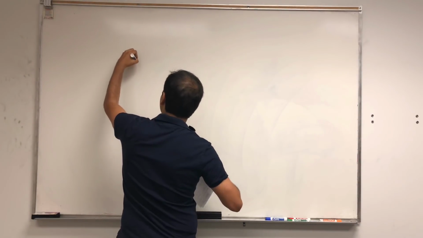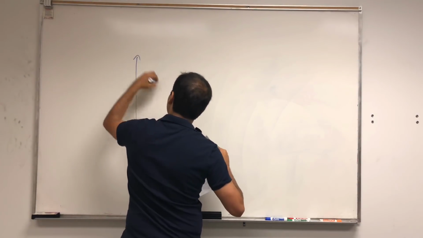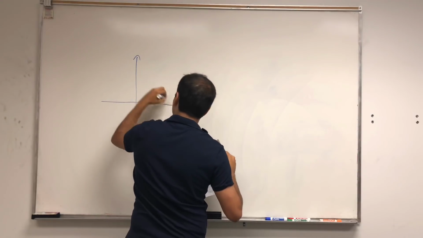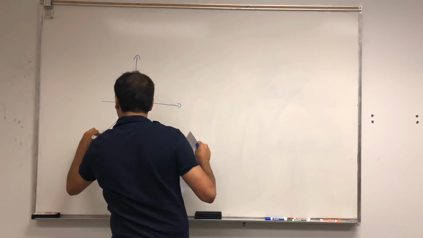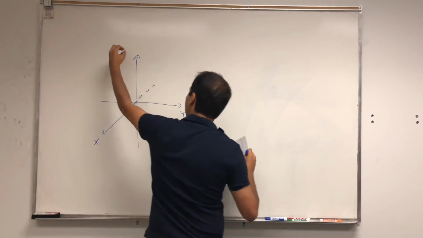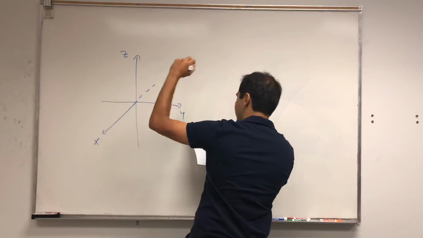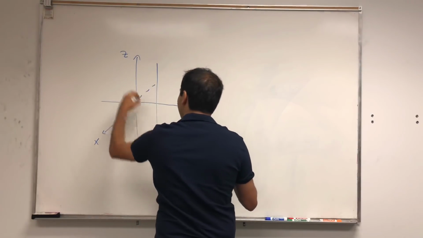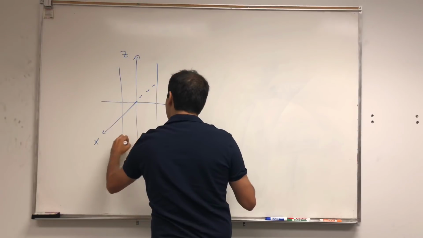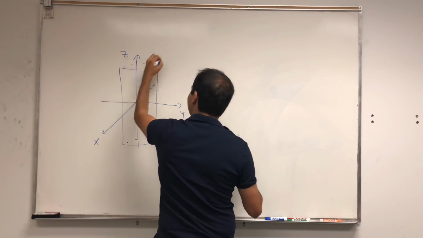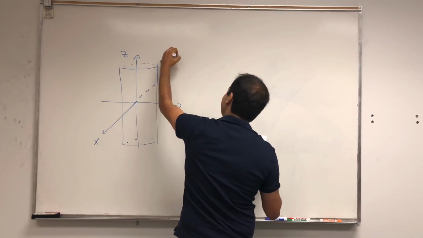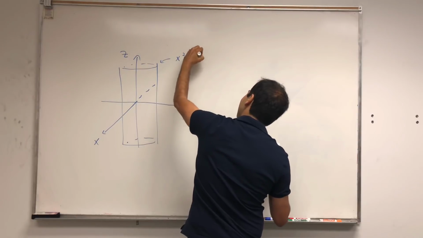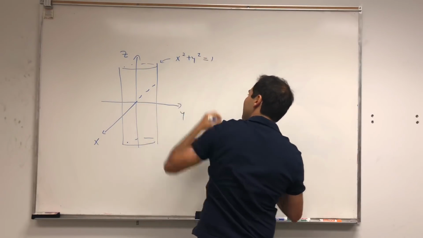So first of all, the setup. Suppose you have three cylinders in xyz space. Suppose, for example, you have x squared plus y squared equals 1. Behold my awesome drawing skills, okay? So x squared plus y squared equals 1.